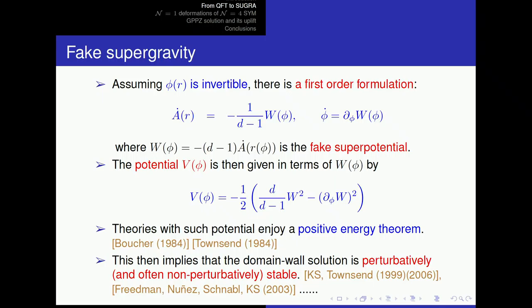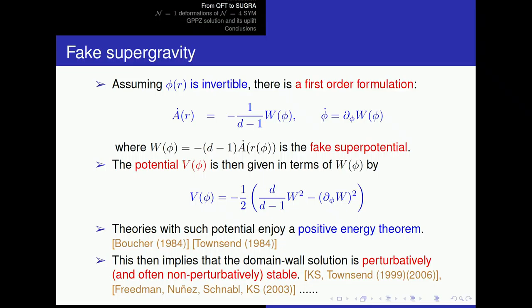But here, this is a very simple construction that only uses the fact that this is invertible. Now, if you have a gravity theory with such a potential, a lot of nice things happen. For example, this theory suggests a positive energy theorem. And it turns out that the lowest energy solutions of the system are precisely the solutions that satisfy this equation.